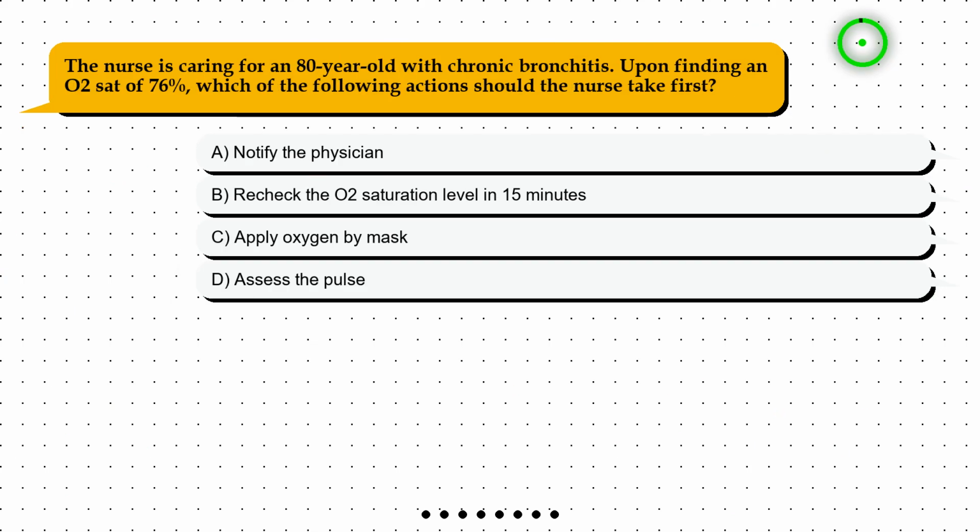Question 7. The nurse is caring for an 80-year-old with chronic bronchitis. Upon finding an O2 sat of 76%, which of the following actions should the nurse take first? Option A, notify the physician. Option B, recheck the O2 saturation level in 15 minutes. Option C, apply oxygen by mask. Option D, assess the pulse.